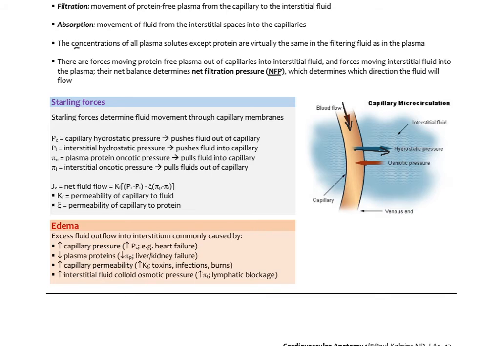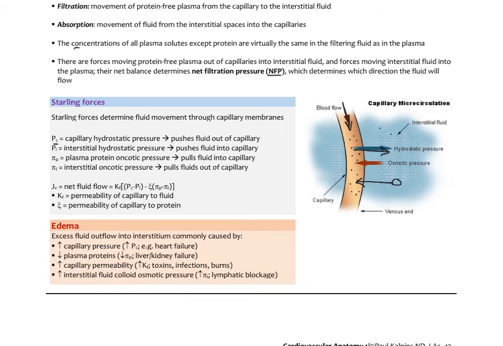We abbreviate that PC. There's also the interstitial hydrostatic pressure, and that's the pressure in the interstitial space. We're going to push things back into the capillary. So that's another force, and that's abbreviated here PI. Then we have the plasma protein oncotic pressure, and that would be primarily determined by albumin. So mostly we have a lot of albumin inside the vessel. It's impermeable, it can't come out through the capillary.